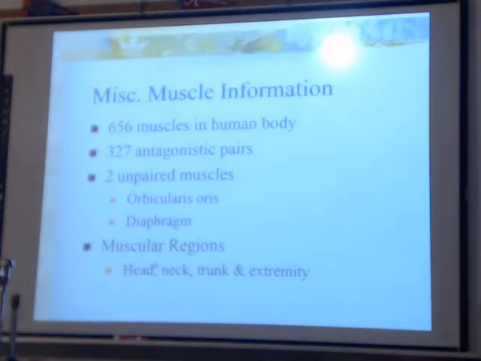There are only 2 unpaired muscles. I would remember these. That would be the orbicularis oris. Oris means what? That would be the muscle around the mouth. It does not have an antagonistic pair. And your diaphragm, which is under the lungs. Muscles are broken down into regions. You have the head, neck, trunk, and extremity muscles.